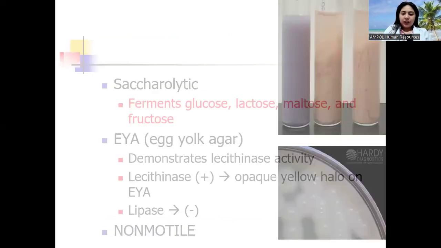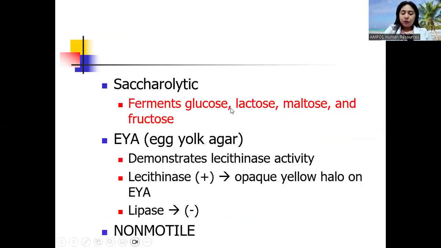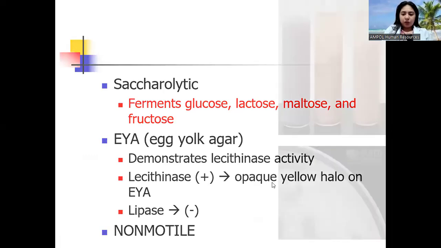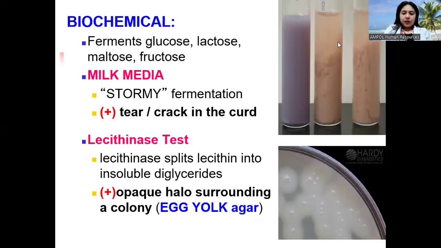They are saccharolytic. Okay, they ferment glucose, lactose, maltose, and fructose. We can also use egg yolk agar to demonstrate lecithinase activity. So, ayan, opaque yellow on the egg yolk agar. Lipase negative naman ang Clostridium perfringens, and they are non-motile. Ayan. So, this one, biochemically, ferments glucose, lactose, and so on. Milk media, stormy fermentation. Kung makita ninyo, gas positive siya. Lecithinase naman, ayan, so naa siya'y opaque yellow surrounding a colony. That's positive for lecithinase.